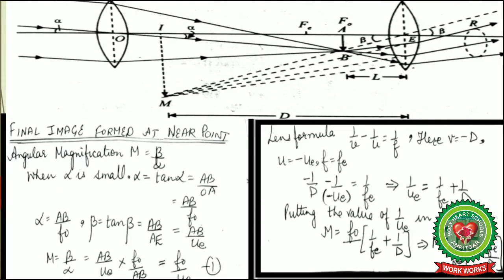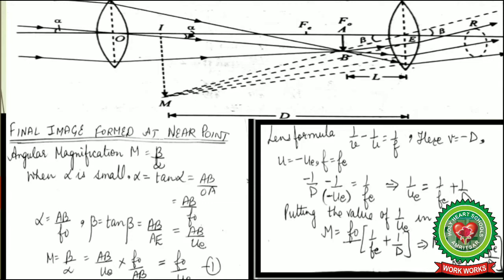Now let's start with the second case, when the final image is formed at near point. Now here we can see objective lens and eyepiece. Objective lens has higher focal length as compared to the eyepiece. Now the rays of light which we can see are coming at an angle of alpha with the lens. These rays meet at a point known as F0. The image formed by the objective lens becomes an object for the eyepiece and the image is formed in front of the lens, which is virtual and erect.